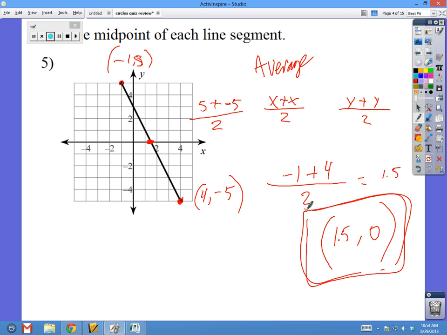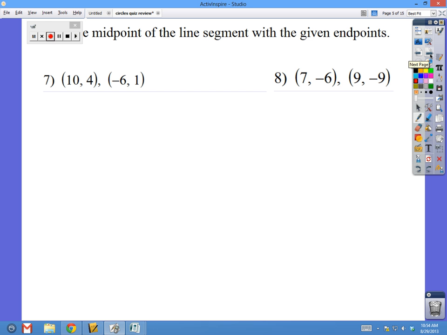Now let's look at one like this. What about without a picture? Let's look at 8. What's the midpoint of this? That's good. What is the midpoint of 8? If you're not looking at a picture, if you're looking at this, I want to find the middle. So you gotta do 7 plus 9. 7 plus 9.